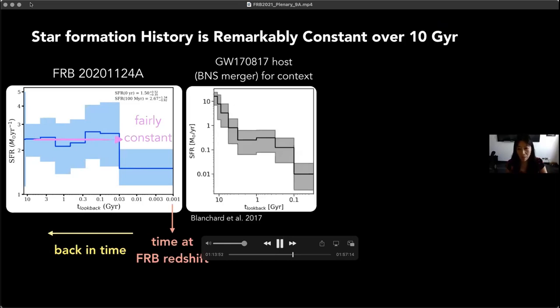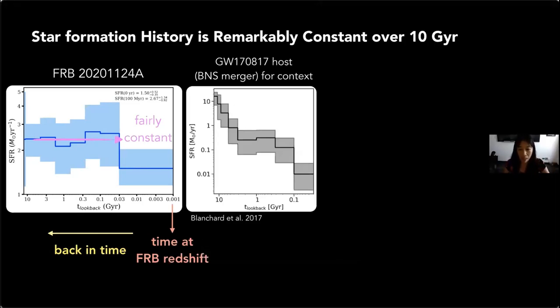And just as an example, this is purely for context, nothing to do with FRBs, but the host galaxy of GW170817, which was a binary neutron star merger, had a rapidly declining star formation history, just to give you context for the diversity of star formation histories that exist out there. And of course, this is a very old host with a long delay time.